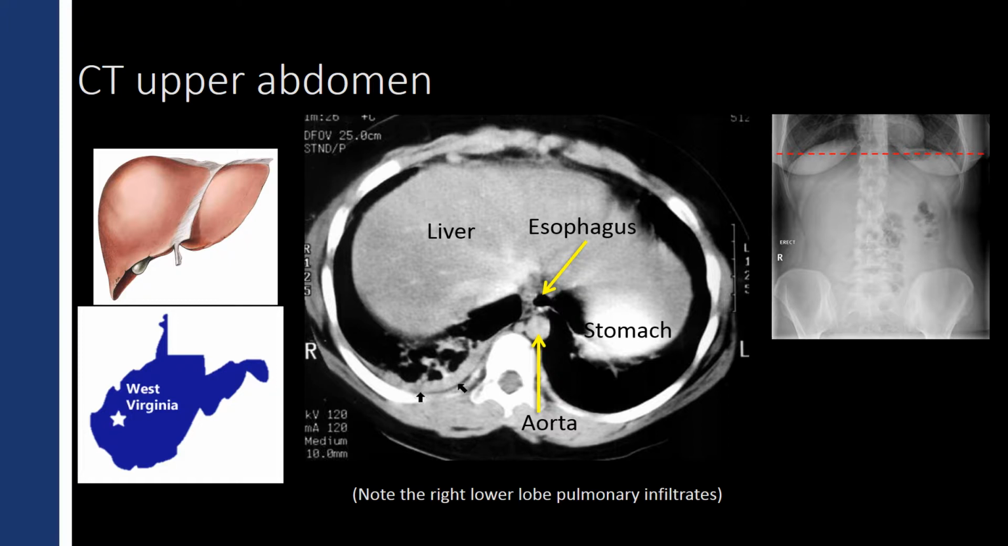Now, one thing I want you to note is that when we look at these images, the radiologist will go ahead and put lung window images on these as well, because there are times that we actually find masses or tumors down here in the lower lungs. In this case, this patient has some infiltrates in the right lower lobe. So always read that first paragraph of your report where we're describing the lungs. Don't just jump forward to the abdomen, because you may miss something important.